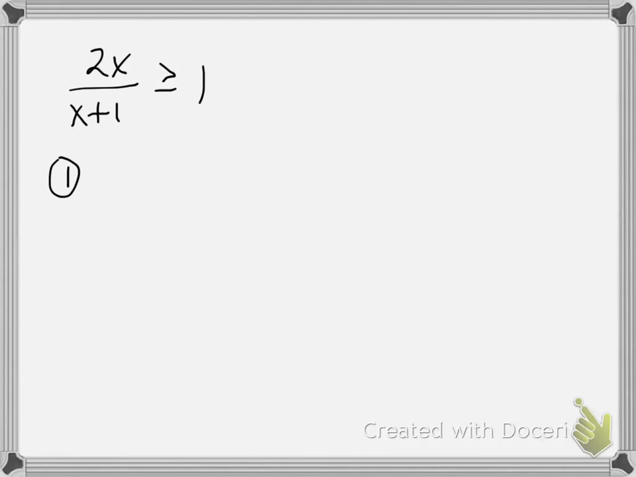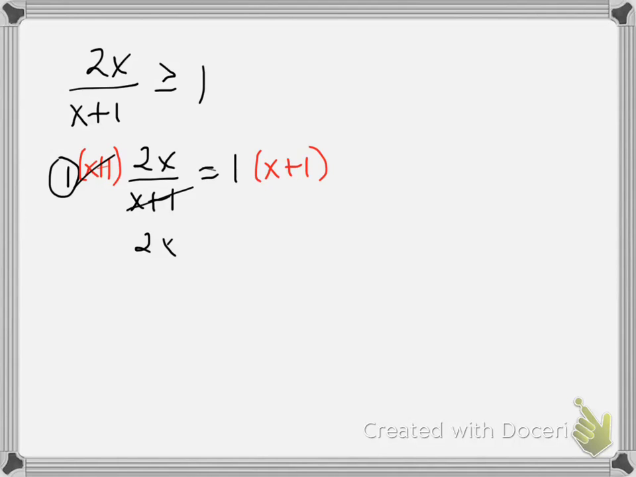Our first step is to solve 2x over x plus 1 equals 1. Well, how am I going to do that? Remember, I'm going to multiply both sides by the denominator. Some of you refer to this as cross-multiplying. Why do I do that? It's going to cancel on the left. So I have 2x equals x plus 1. Subtract x, and I get x equals 1.